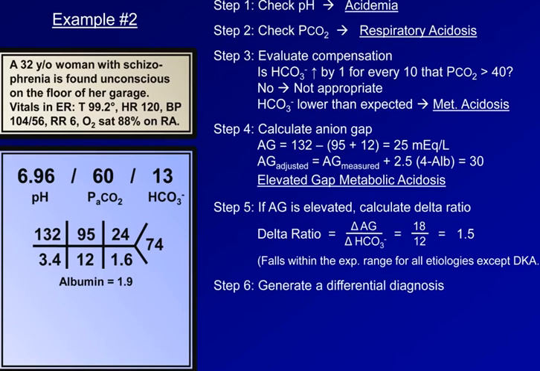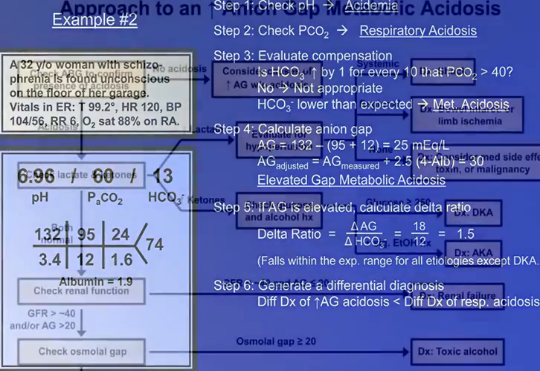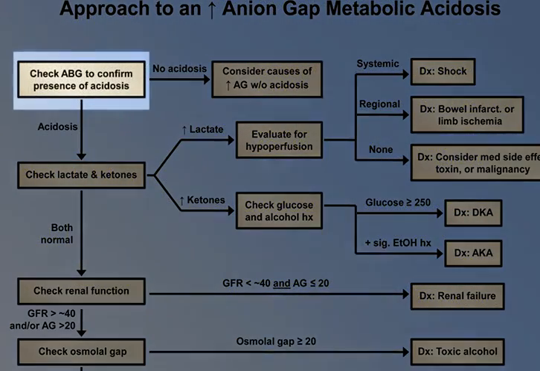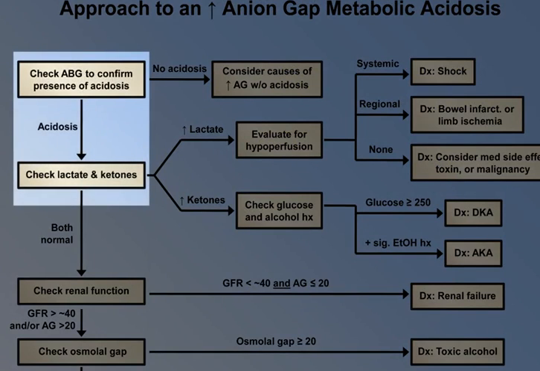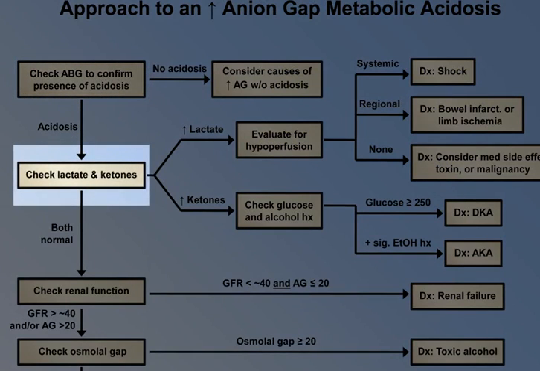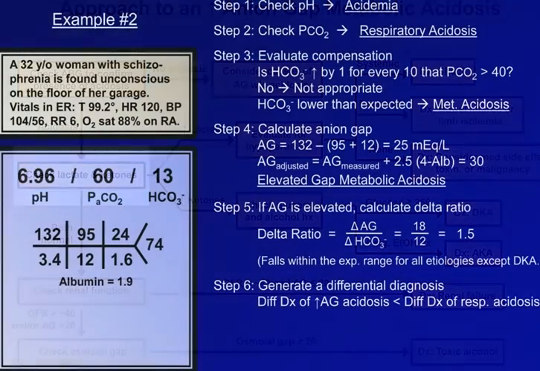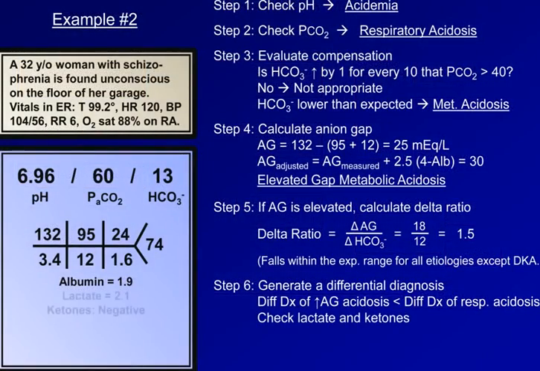Now, step 6, generate a differential diagnosis. Since the differential diagnosis of an elevated anion gap acidosis is smaller and somewhat more contained, so to speak, than that of a respiratory acidosis, let's start there. As with the last example, we have confirmed the presence of an elevated anion gap, so the next step is to check lactate and ketones. Going back to the patient, lactate is minimally elevated at 2.1 and ketones are negative. Given the severity of the acidosis, it seems unlikely that the near normal lactate is responsible.